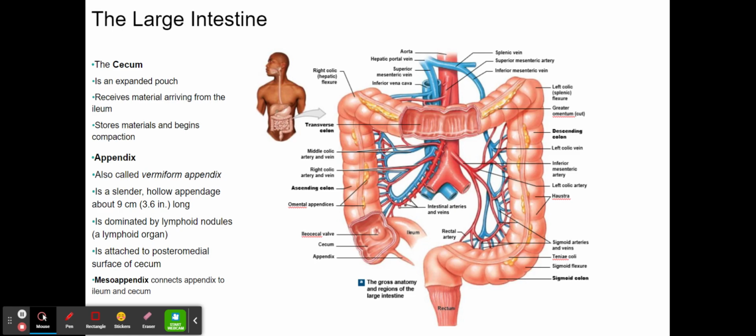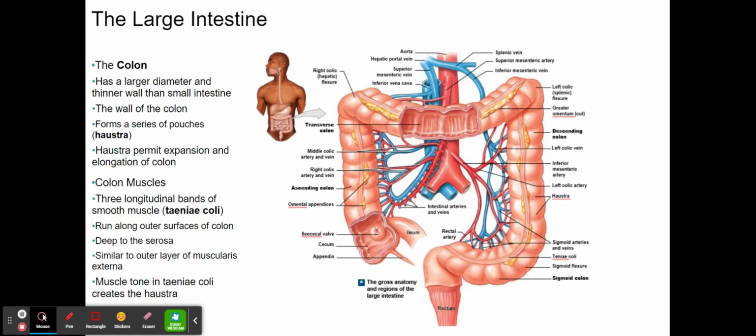The slender, hollow appendix, or vermiform appendix, is attached to the posteromedial surface of the cecum. The appendix is normally about 9 centimeters long, but its size and shape are quite variable. A small mesentery, called the mesoappendix, connects the appendix to the ileum and the cecum. Lymphoid nodules dominate the mucosa and submucosa of the appendix. The primary function of the appendix is as an organ of the lymphatic system. Inflammation of the appendix is known as appendicitis.